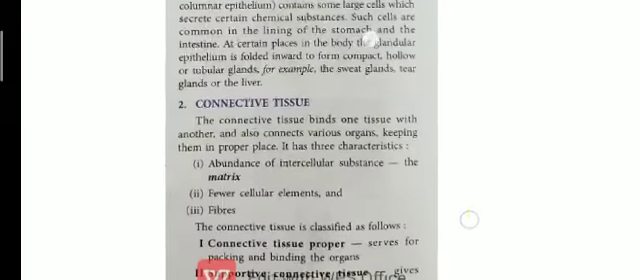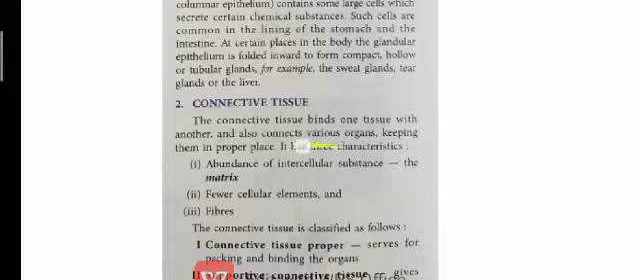So children, today I am going to explain connective tissue to you. As you know, these tissues connect with each other and form different organs. In the first line you can see the connective tissue binds one tissue with another and also connects the various organs that are present in our body.